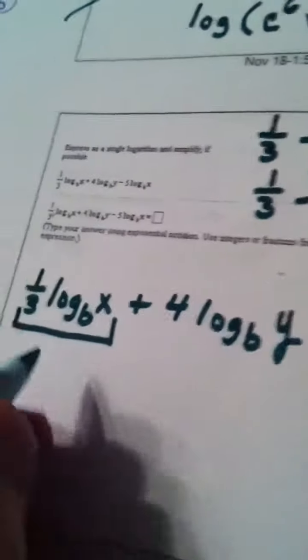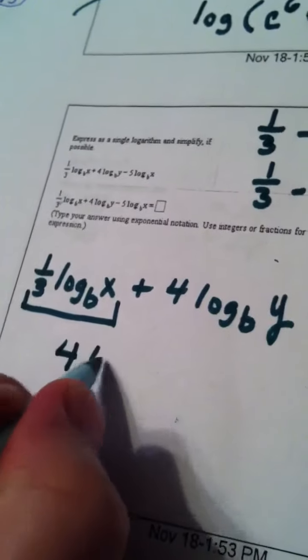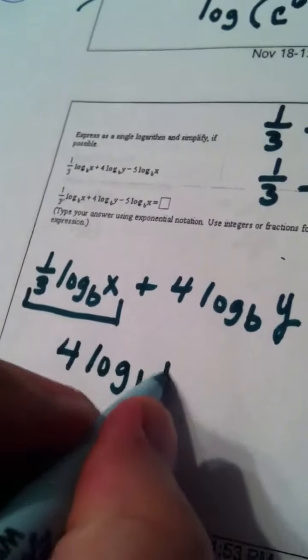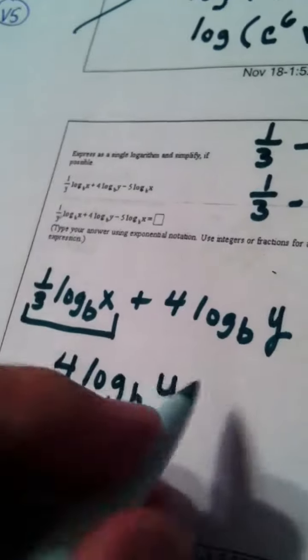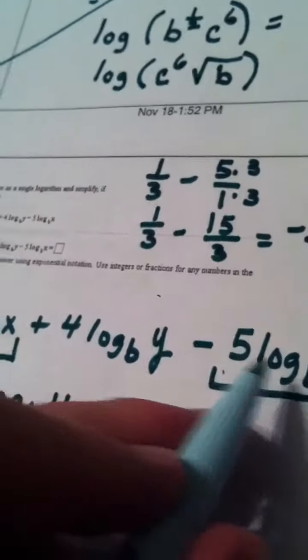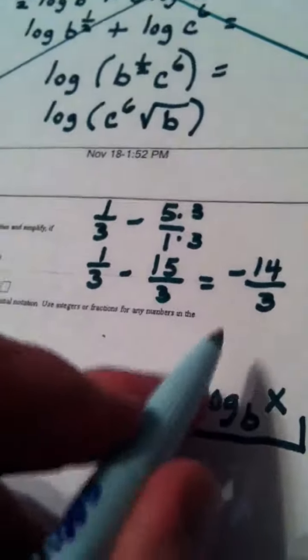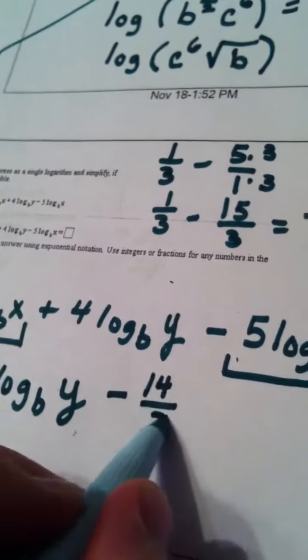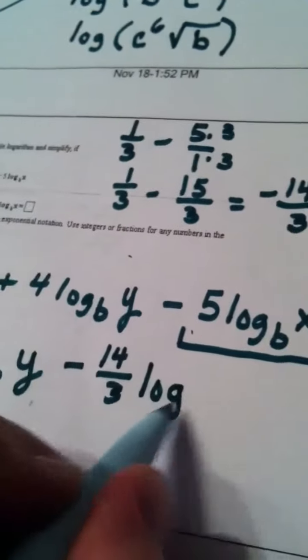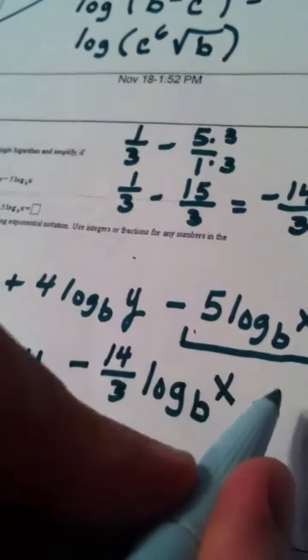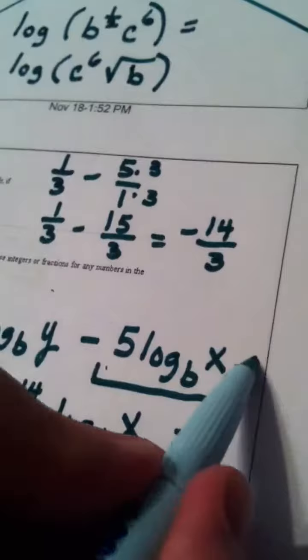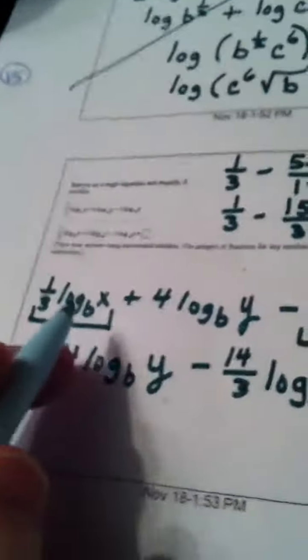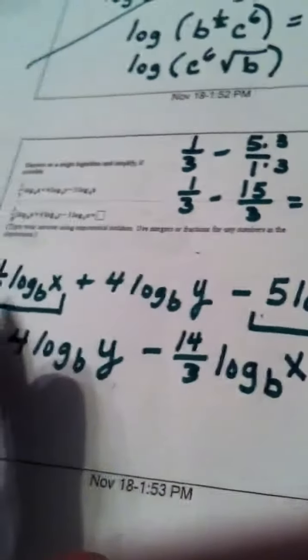So what happens is, this one does not change. 4 log base b of y stays the same for right now. These two terms combine into one term, and they will be negative 14/3 times the log base b of x. So the important part on this problem was to start it right. And to do that, we combined these two like terms.